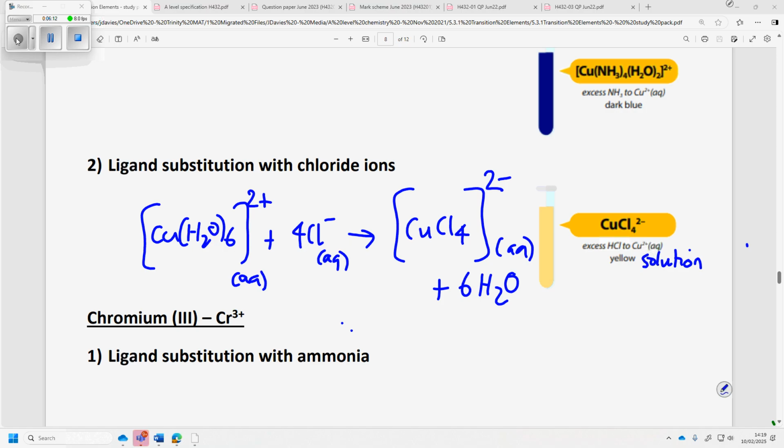Now there are only 4 ligands in the copper chloride complex. And if we want to think about the shape of the copper chloride complex, we need to be thinking tetrahedral.